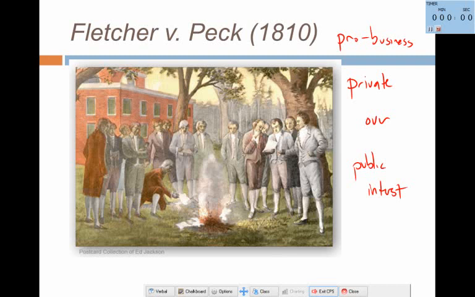So the idea is we're going to go ahead and put the private interest over the public interest. We want to make sure that private businesses are more important than public interests. And that's Fletcher v. Peck.